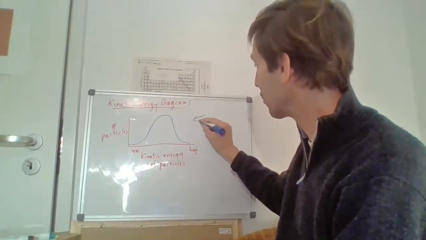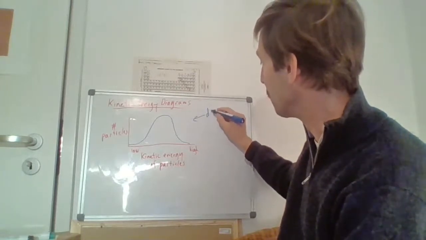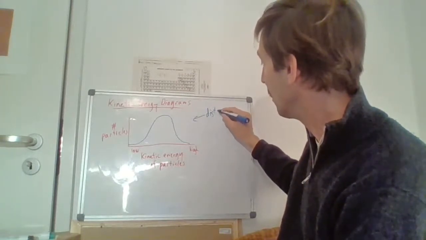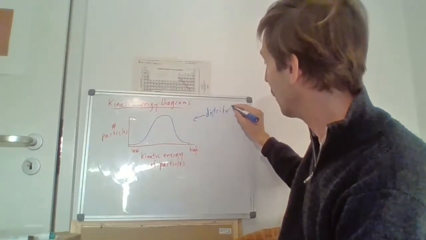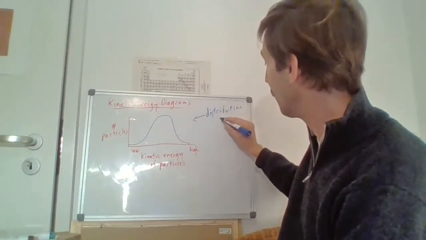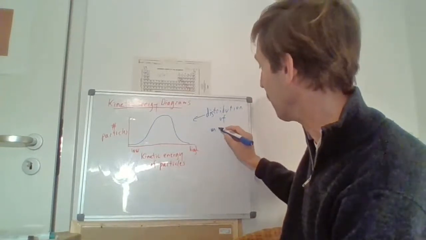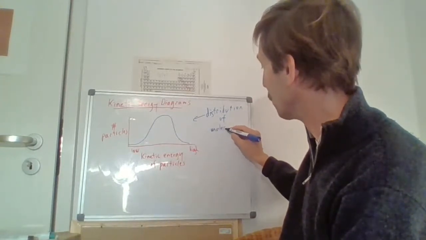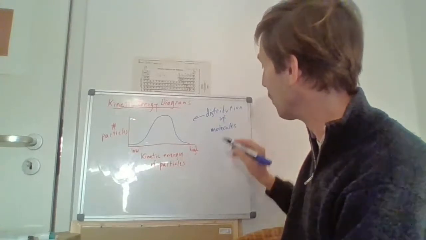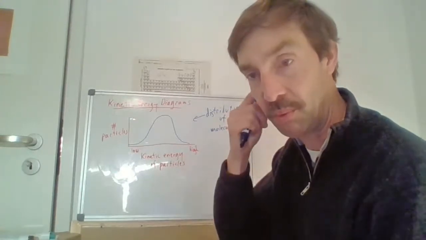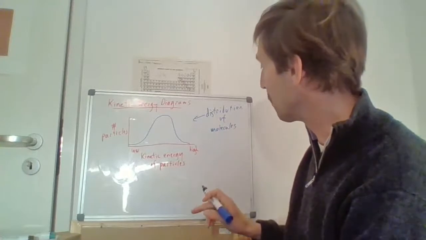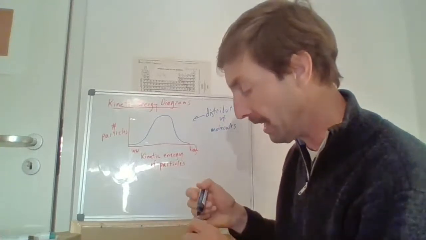So that's the science name for this, distribution of molecules. Oh, well, particles, but it doesn't matter. I can use those two words interchangeably here. Molecules and particles both work fine here. Okay, so distribution of molecules. Good.